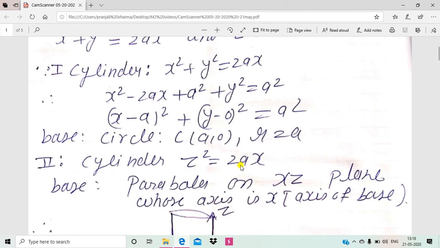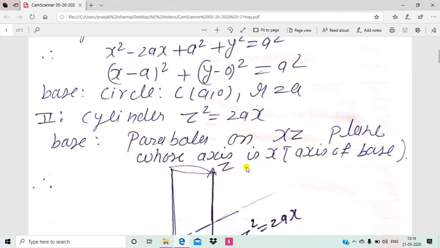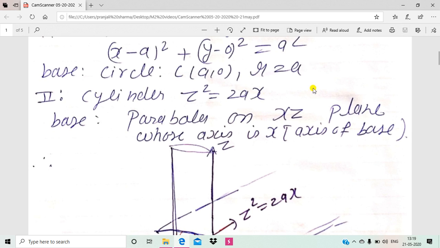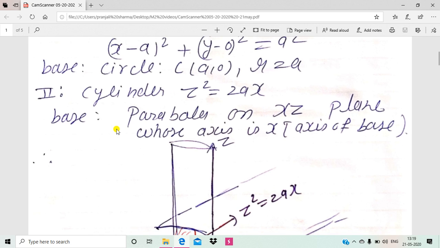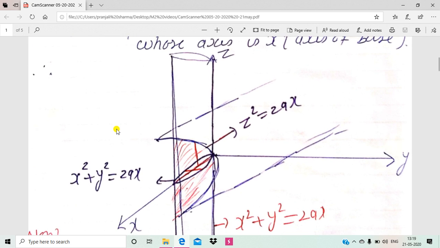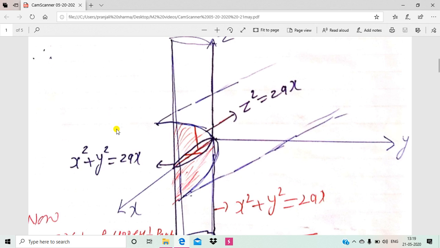Next cylinder, as we can see, its equation is a parabola on the xz plane. So its base is a parabola on the xz plane, and its height will be from minus infinity to plus infinity in the direction of the y-axis. So let's try to figure out the diagram, and next we will find its volume.